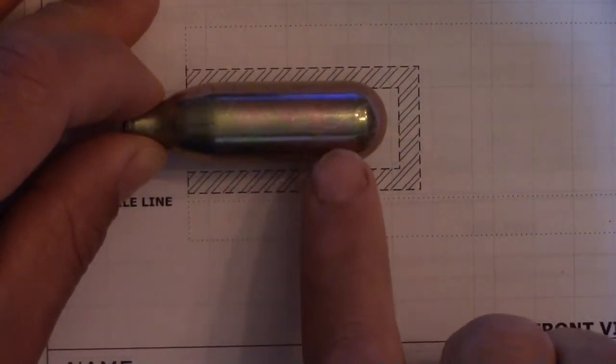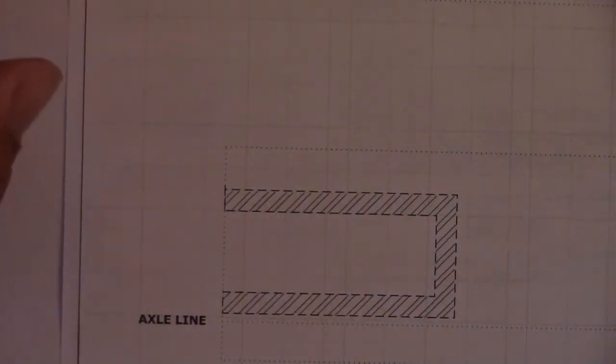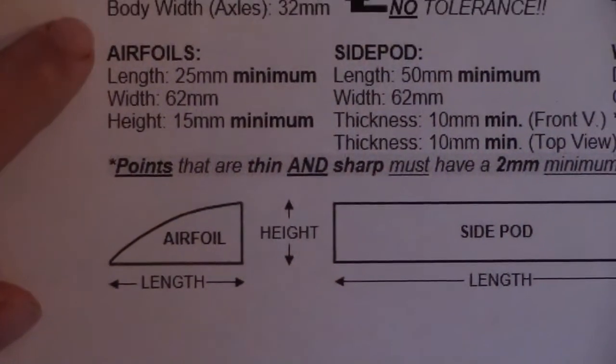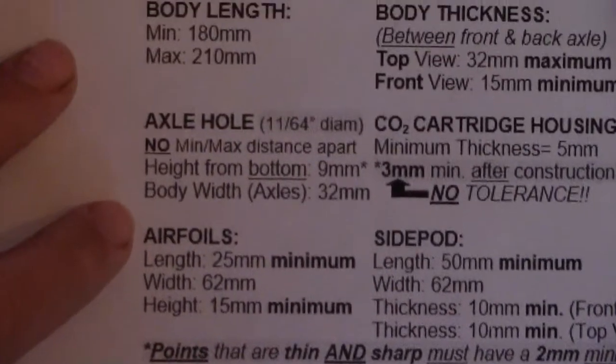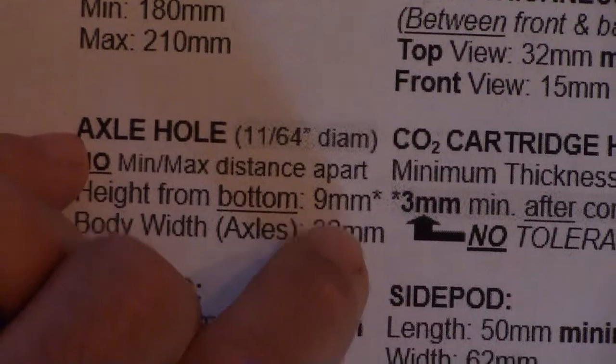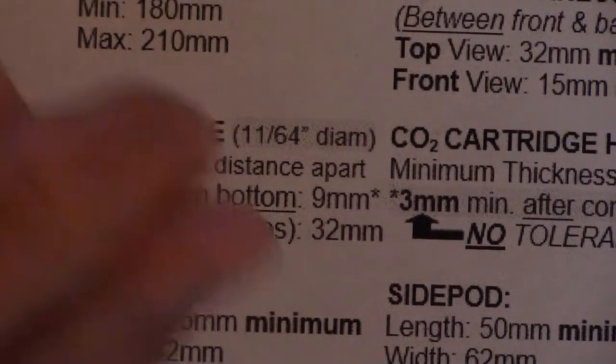So be thinking about rear wheel location in relation to the CO2 cartridge hole that we're going to be drilling. Now, another thing we have in our specifications with the axles is the distance that the axle hole is going to be drilled. I made that very easy for you.